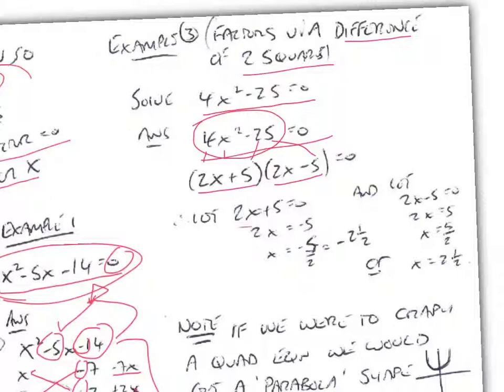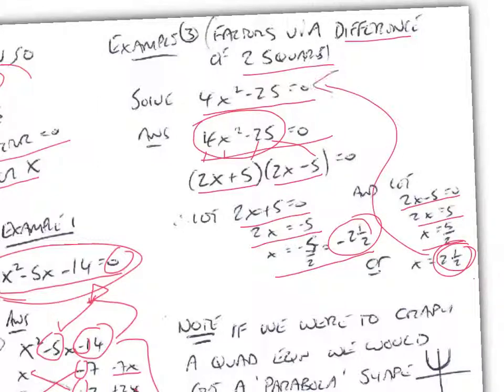So let 2x plus 5 equals 0, 2x equals minus 5, x equals minus 2.5, and or let 2x minus 5 equals 0, 2x equals 5, x equals 5 over 2, x equals 2.5. So it's either minus 2.5 or 2.5. Either way, plug that in there and it will equal 0.